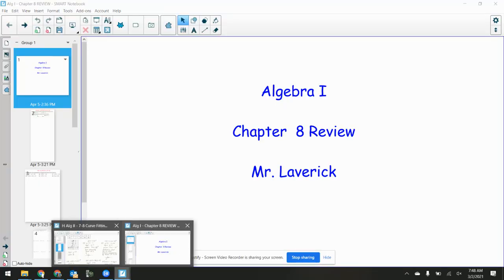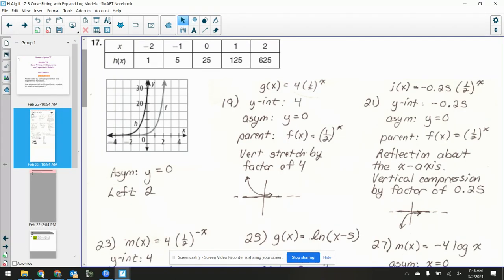All right, oops, that's Algebra 1. Welcome back, everybody. So here's the key for the homework.